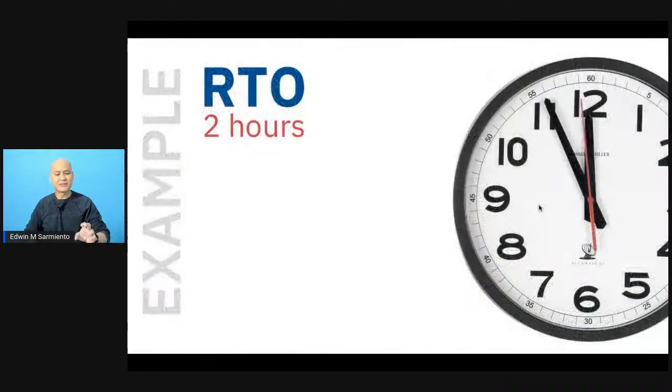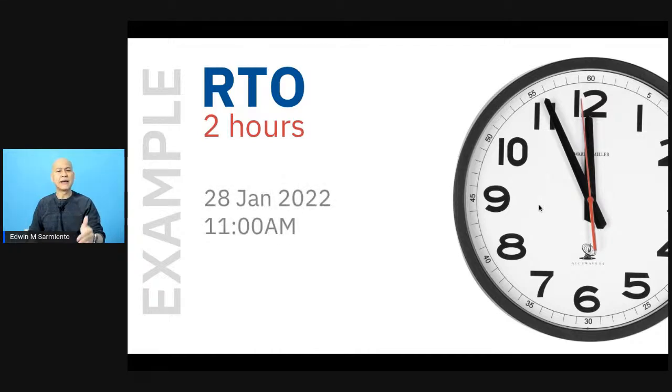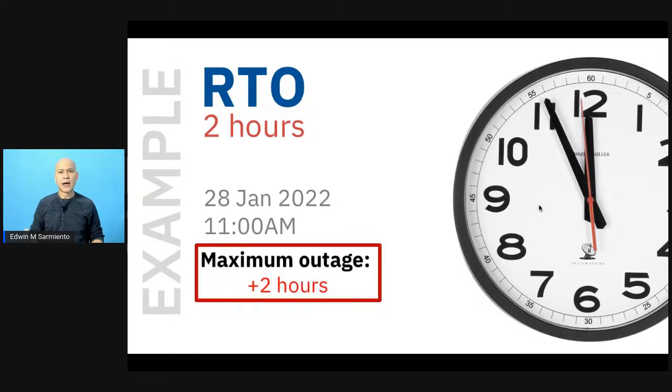So we'll use the same example earlier, but this time we'll look at recovery time objectives. If something happened today at 11 o'clock in the morning, it will require that you be able to bring the system back online within 2 hours from that time on. So that's 1 p.m.